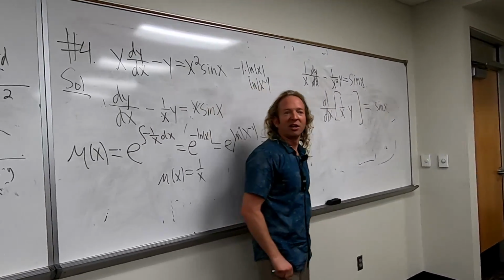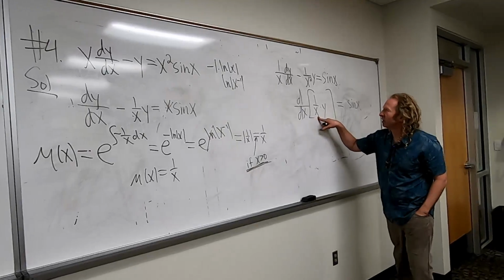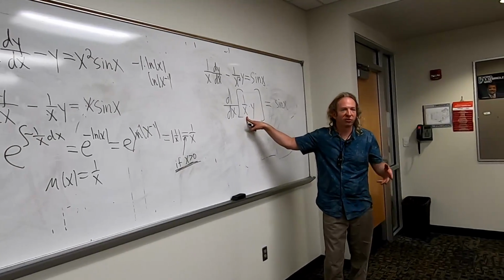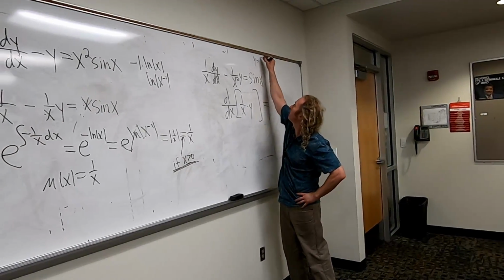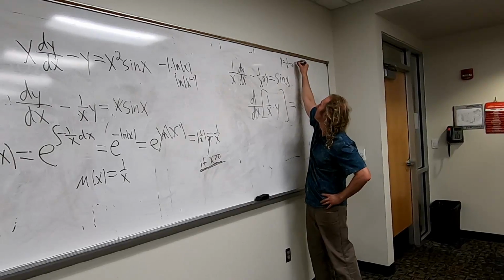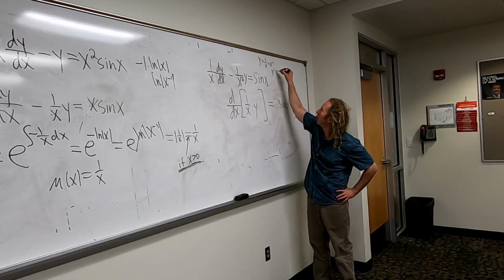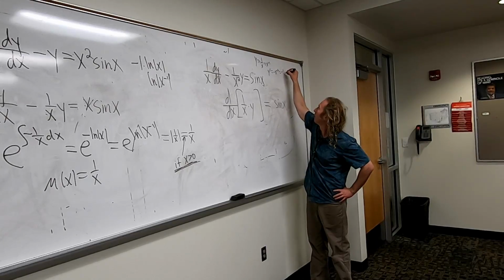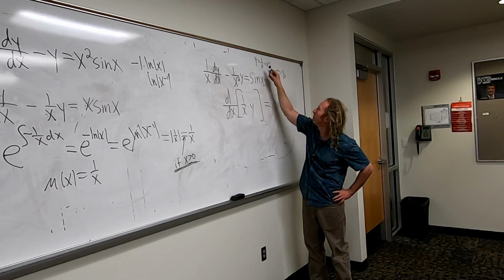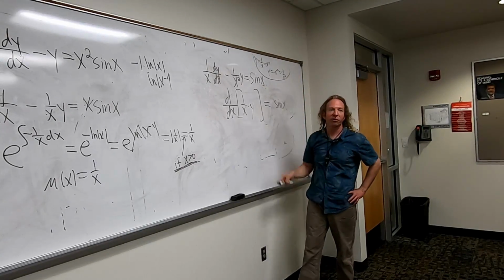Let's check. The derivative of 1 over x is negative 1 over x squared. You could do that, right? I mean, you could memorize it. I remember the day I memorized this. I actually remember the moment in my life when I memorized this derivative, right? So the derivative of 1 over x is negative 1 over x squared.